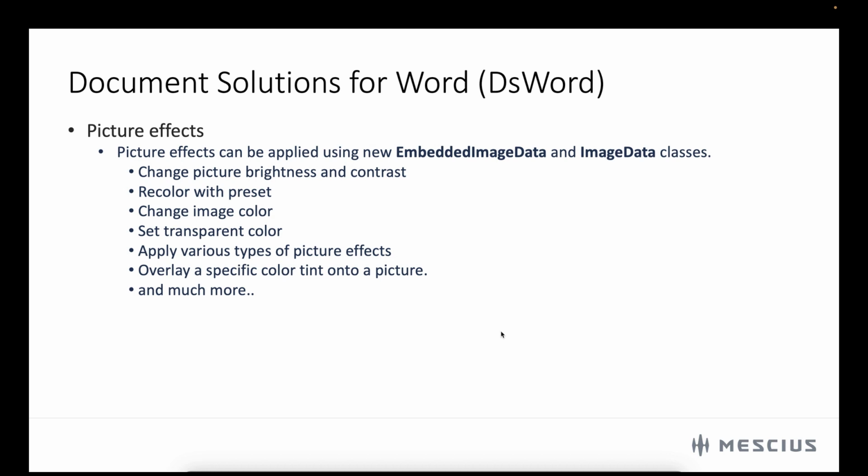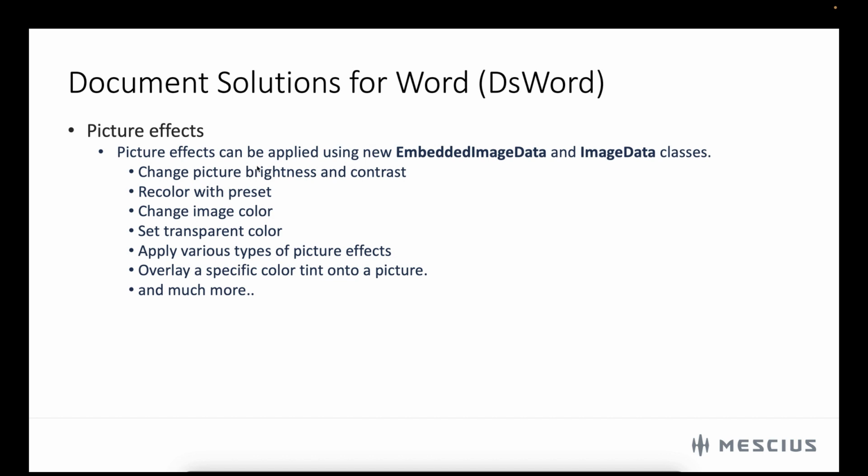Moving on to new features in DsWord. Creating visually appealing documents is a paramount need when working with Word documents. And in V7, DsWord adds new embedded image data class and additions to image data classes to apply picture effects.